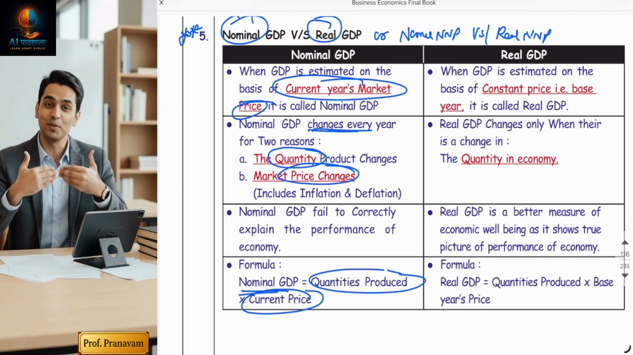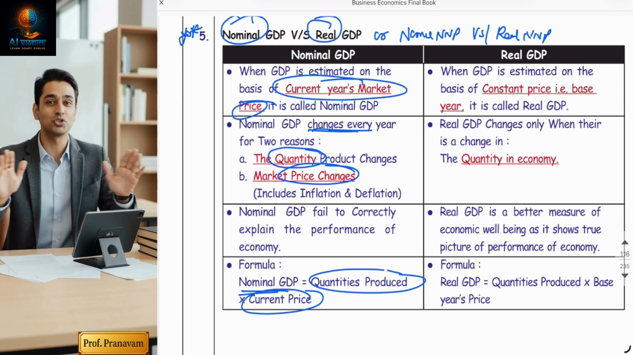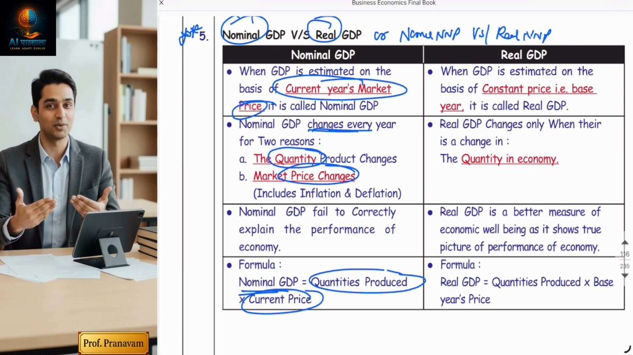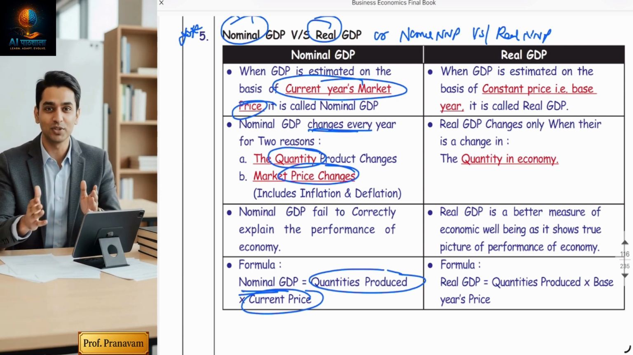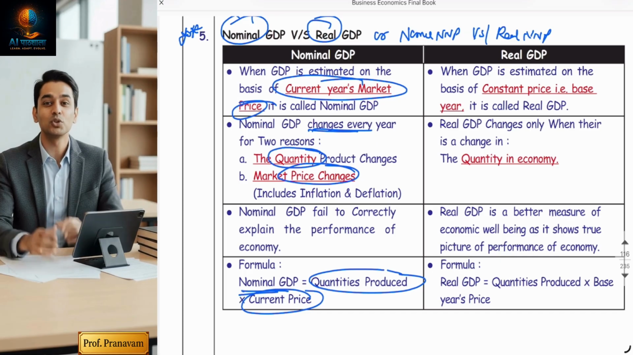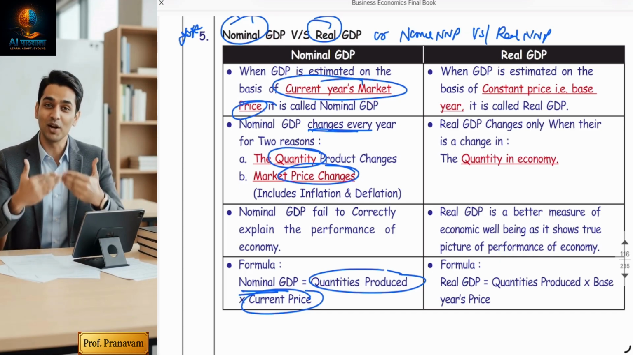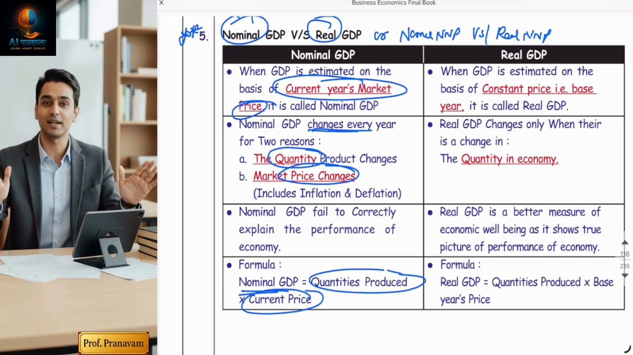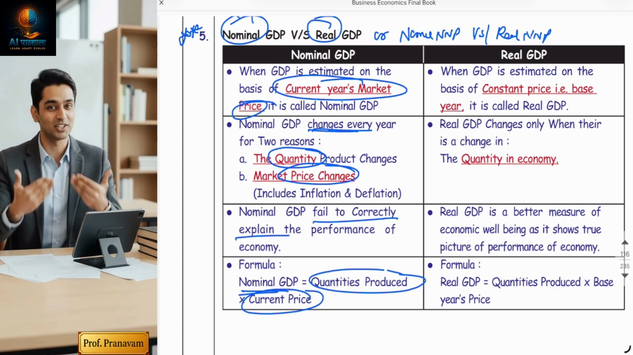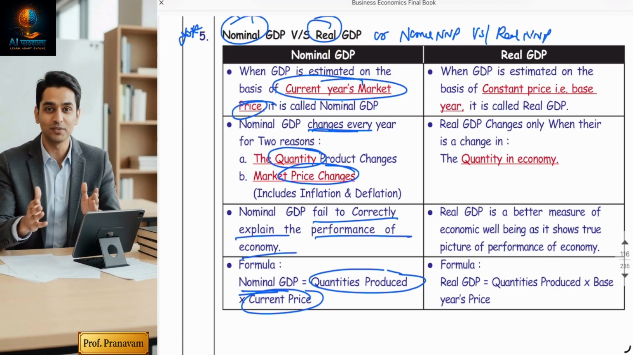If your income is increasing just by increasing the prices with inflation, that inflation nullifies your growth. Your monetary value is increasing, numbers are increasing. You will just feel the growth, but it's not real growth. So nominal GDP fails to correctly explain the performance of the economy.